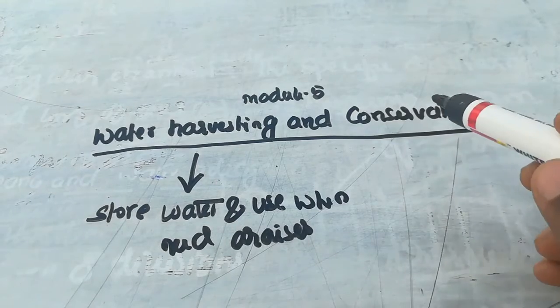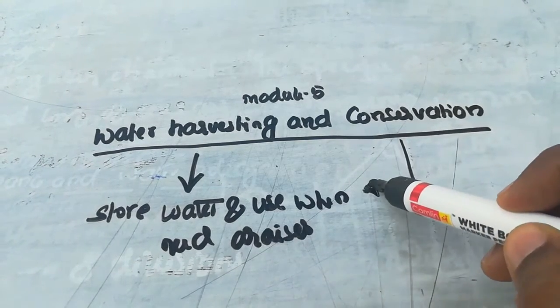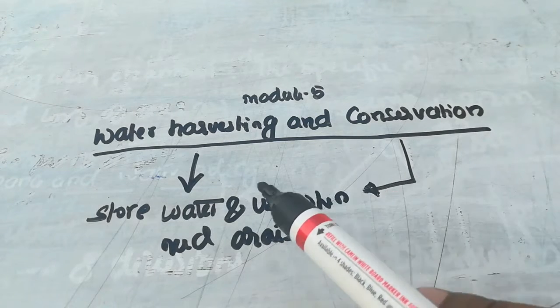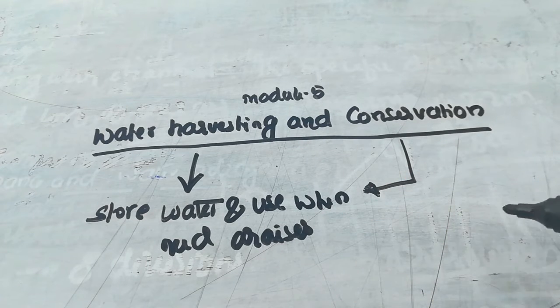Conservation is one more technique to store water and use it in the future. In rainwater harvesting, when rain comes, we store that water, and further when the need arises, we supply the water for public use. That is called the water harvesting system. So this is the principle of water harvesting and conservation.